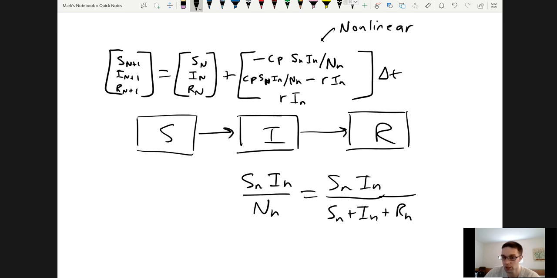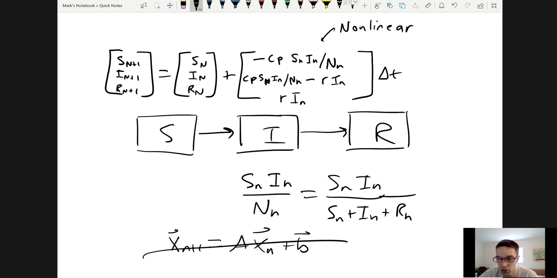What that means is we're not going to be able to write this in matrix form, in a nice form like x_{n+1} = A x_n + b. That's not going to be an option. That also means that an analytical solution is going to be very difficult to come by. It's not impossible under certain circumstances, but for the most part, for nonlinear equations like this, we cannot write down a nice formula that tells us how to calculate the state variable at any given point in time. But we can still use a computer.